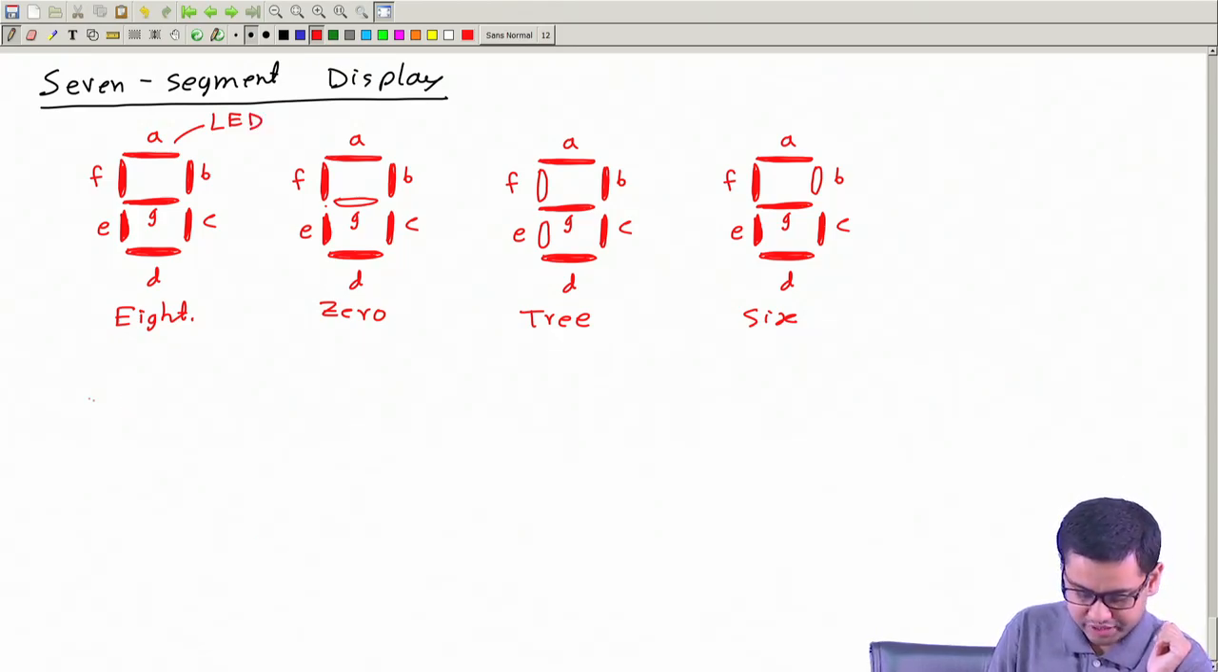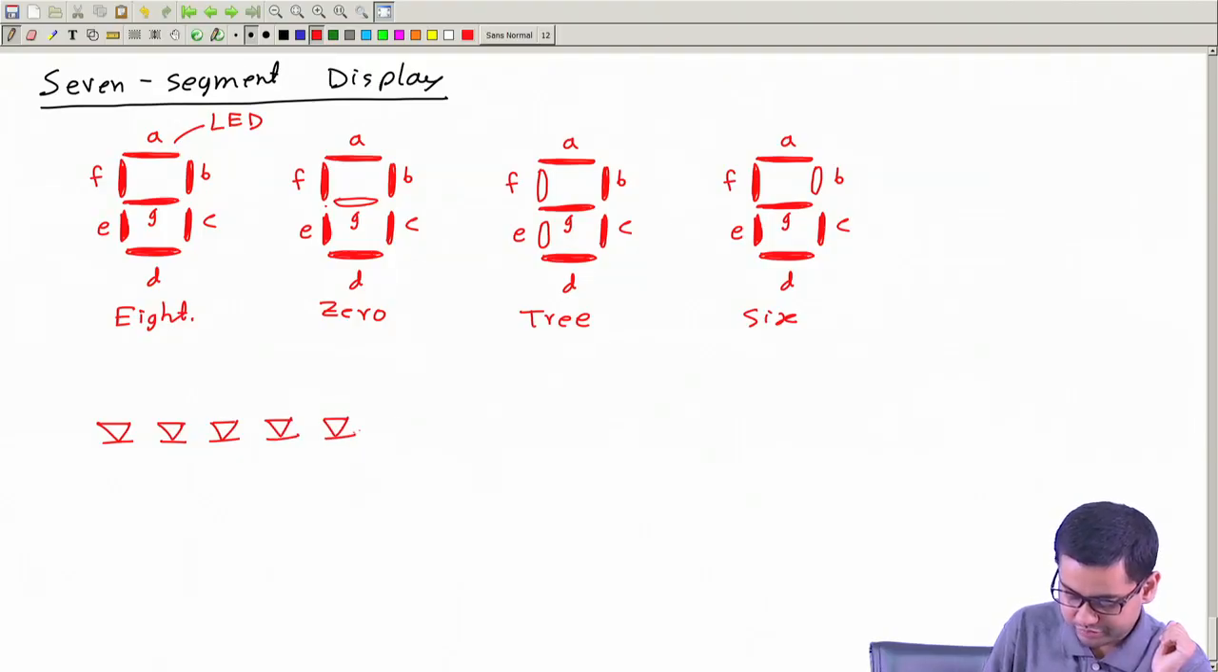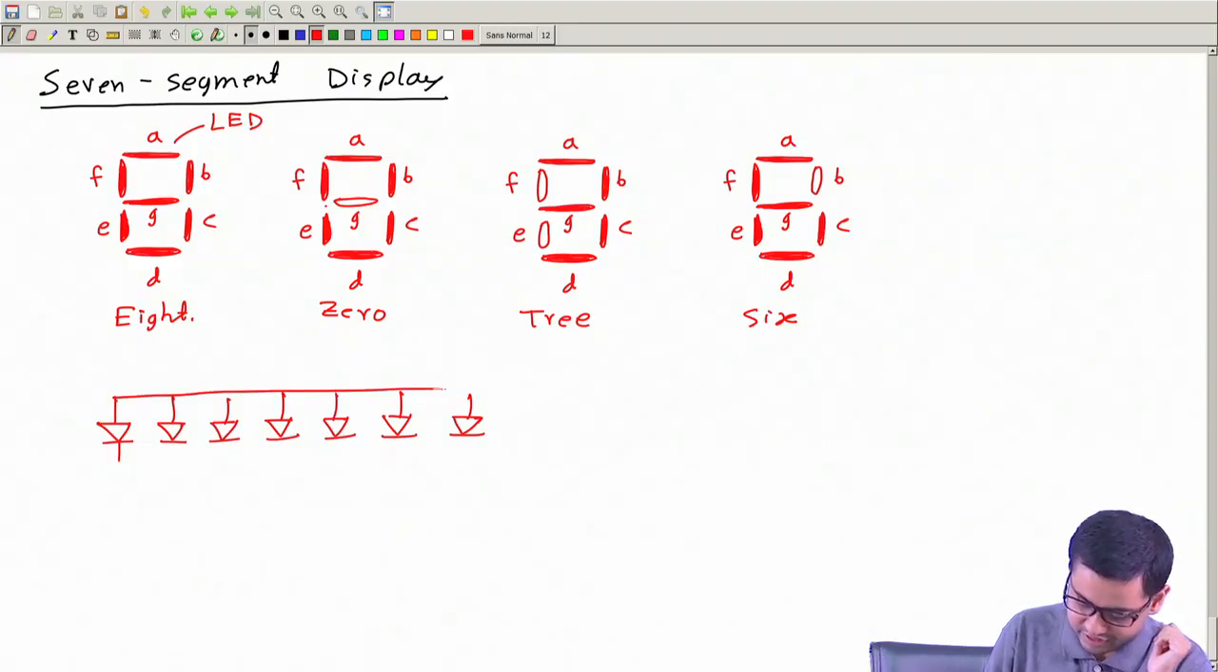So how can we, so let me draw a circuit diagram of these diodes. So I have said these 7 diodes. So let me draw these 7 diodes. 1, 2, 3, 4, 5, 6, 7. Okay, so all this upper side is the positive side. Say I connect them all together. Okay, so this is the anode side. This is called common anode connection.